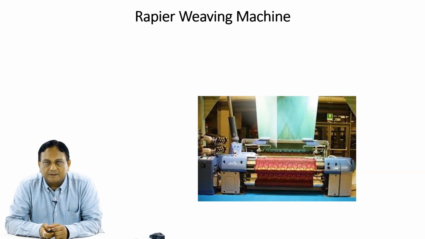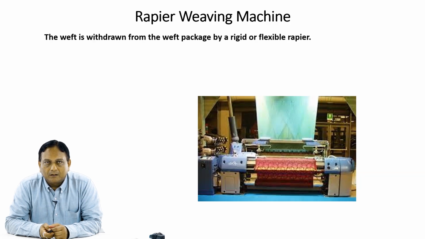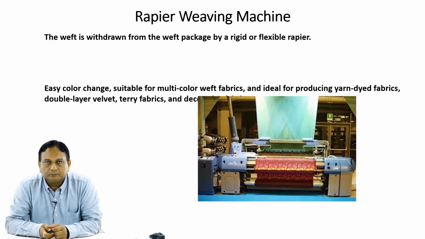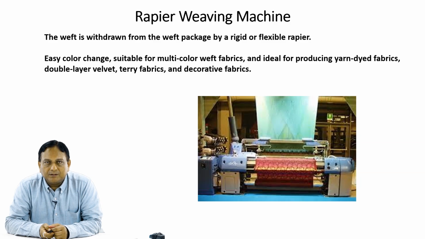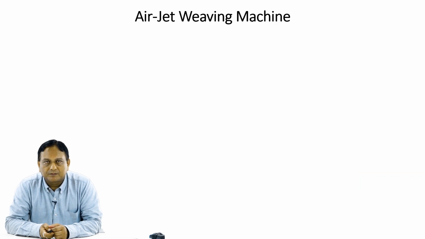As also shown in the figure, the weft is withdrawn from the weft package by a rigid or flexible rapier. It offers an easy color change, is suitable for multicolor weft fabrics, and is ideal for producing yarn dyed fabrics, double layer velvet, terry fabrics and decorative fabrics. That is the key advantage of rapier weaving machines.